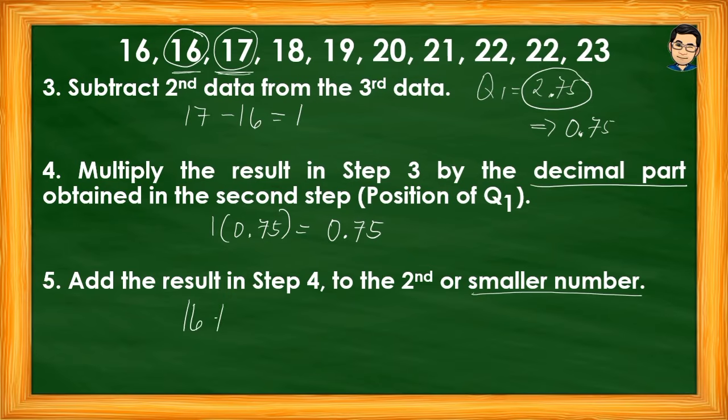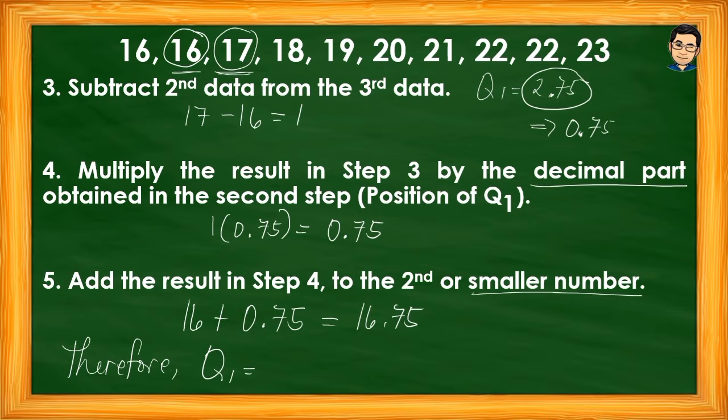So, i-add ngayon natin yung nakuha nating sagot sa step 4, which is 0.75. Okay. So, 16 plus 0.75, that is 16.75. Therefore, Q sub 1 is equal to 16.75. So, yan po yung value ng ating lower quartile, 16.75 degrees Celsius.